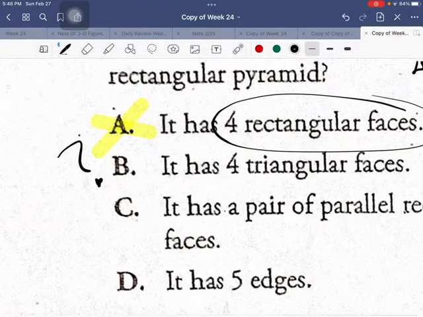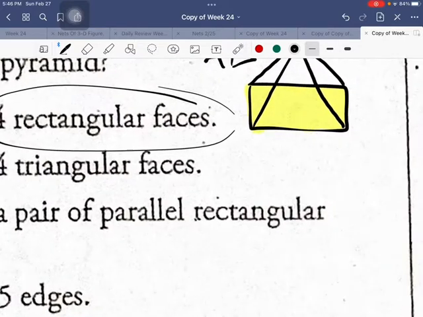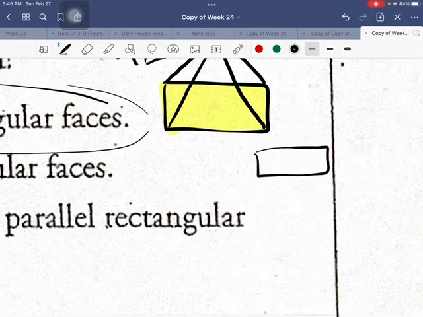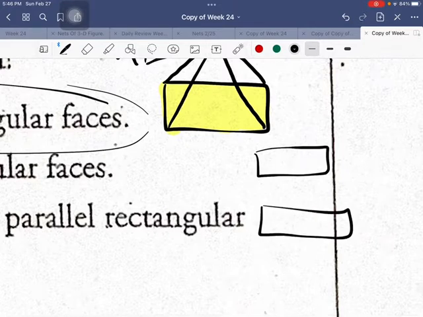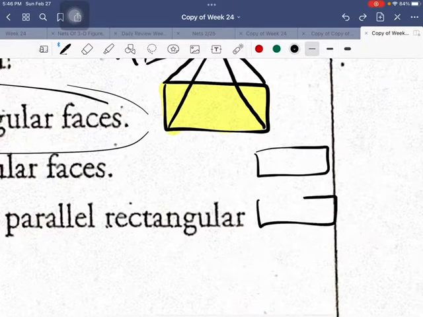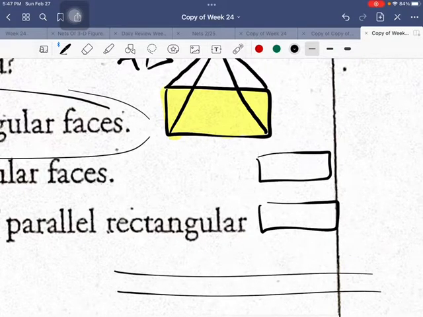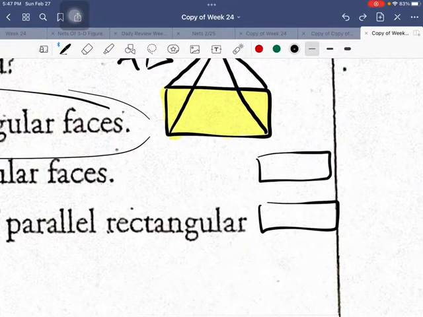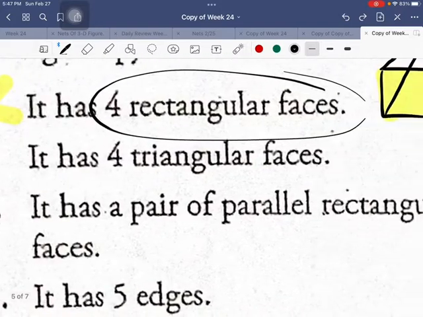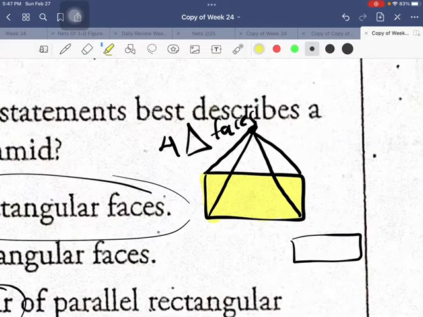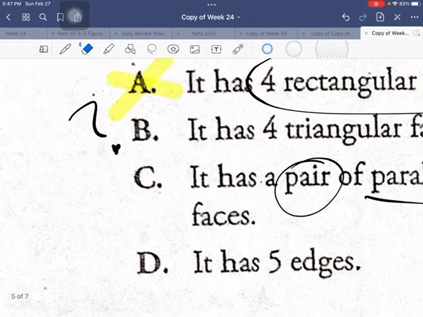Maybe. Has a pair of parallel rectangular faces. Parallel rectangular faces means we should have 2 rectangles that are in the same parallel dimension in a way. They're not touching each other. And we have 2 of them that go like this forever. They never touch. If we had a rectangular prism, yeah, that would work. But we don't even have 2 rectangles. To have a pair of parallel rectangles, we need another rectangle. We just have one. We don't have a pair. So this is wrong in so many ways.